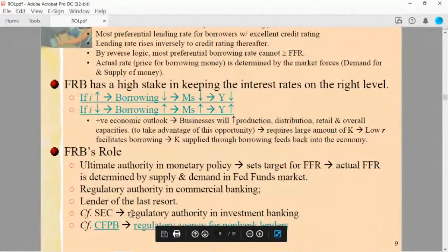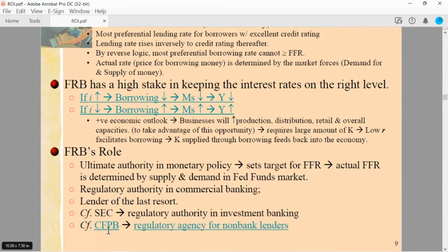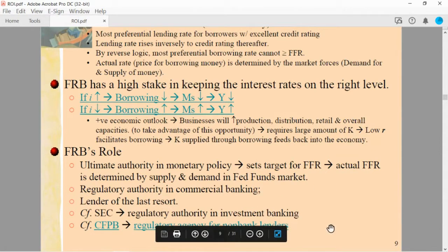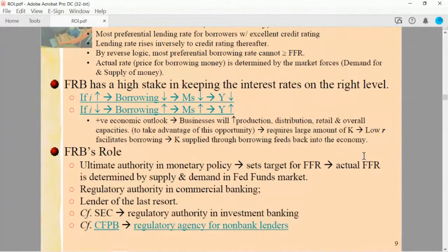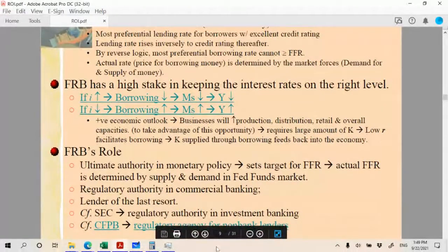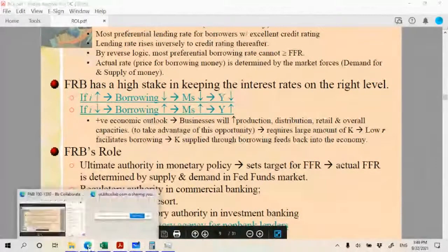But anyway, the regulatory authority in investment banking is, we all know, the Securities Exchange Commission (SEC). The regulatory authority of commercial banking is the Federal Reserve. CFPB, the Consumer Financial Protection Bureau, is the regulatory agency for non-banking institutions such as insurance, right? Or mortgage lenders, etc. Well, that's all the time we have for today.